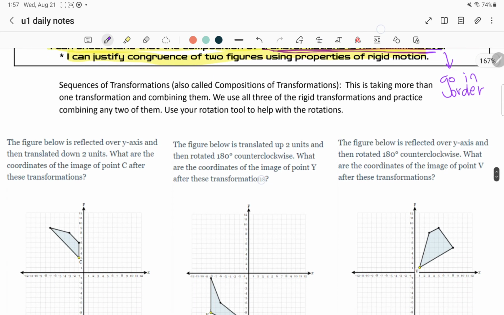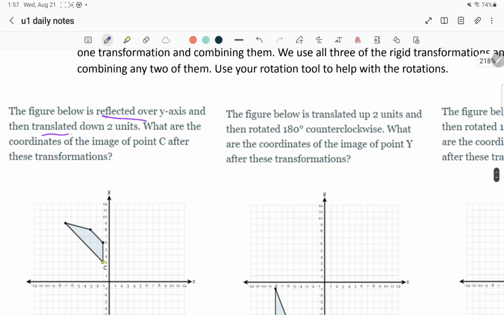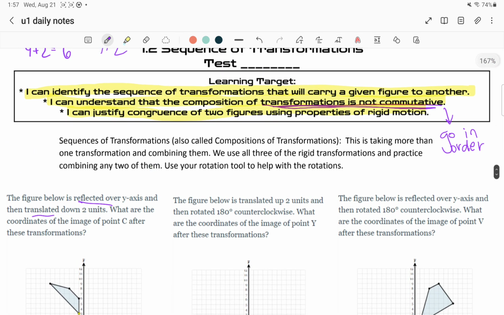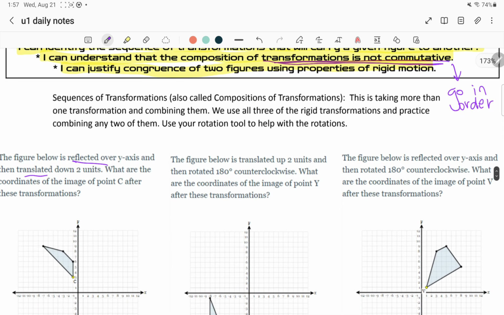So, for these problems down here, it says to reflect and then translate. You cannot translate and then reflect. You might not end up in the same place. Okay? So today is all about doing multiple transformations in one question. So that's what sequence of transformations is. Taking more than one transformation and combining them.